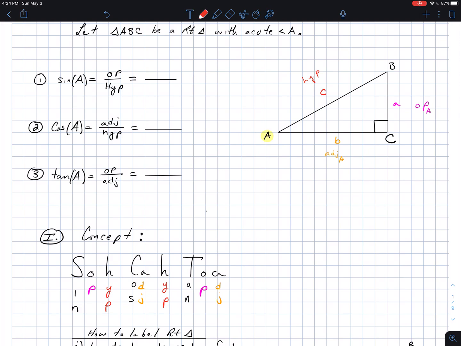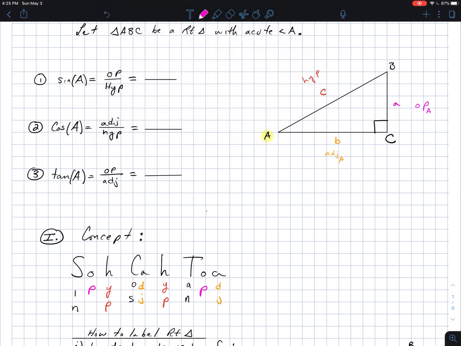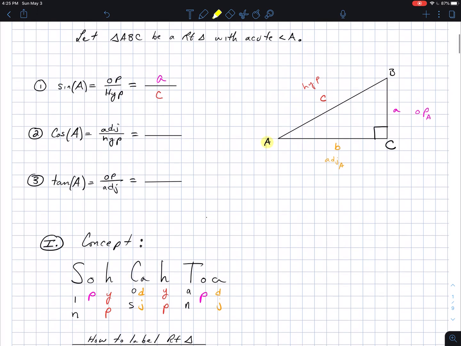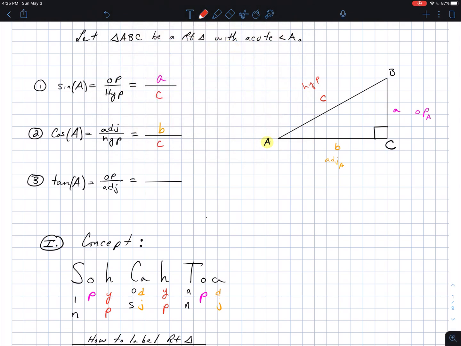So let's do that. What is the opposite side to angle A? Well, that's just A. What's the hypotenuse? Well, that's just C. The cosine has the ratio or relationship adjacent over hypotenuse. So now we look at angle A and we look at the adjacent. Well, the adjacent is B, so I just put a little b here, and then we put it over the hypotenuse, which is C.